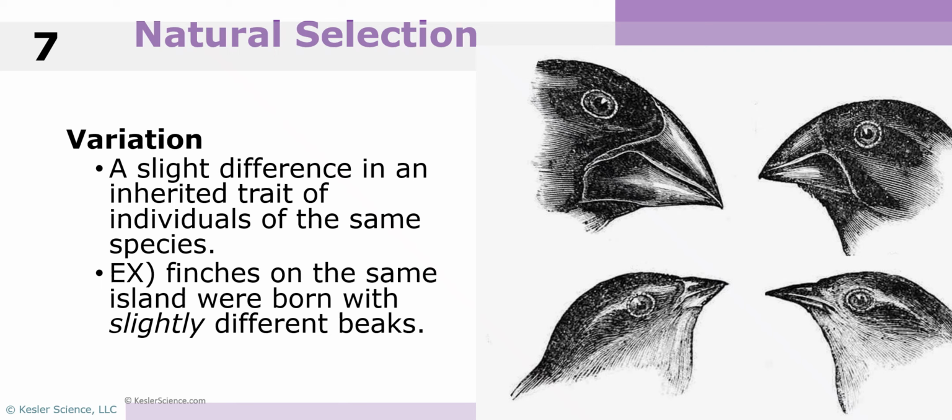So the variation is a slight difference in an inherited trait of the same species. So here you see the beaks of the finches, and they're all just a little bit different, which means that depending on what food sources are available, one of these finches is probably going to have an advantage over the other finches. And the finch that has the advantage is going to survive longer and reproduce more.